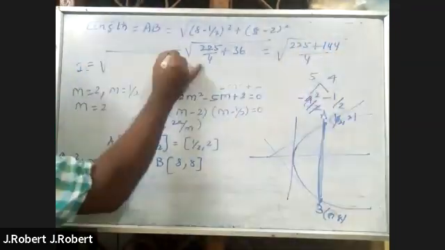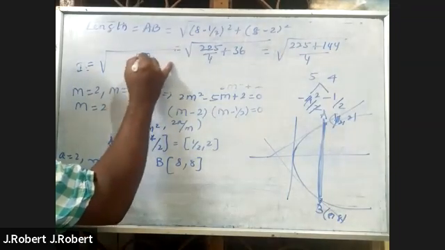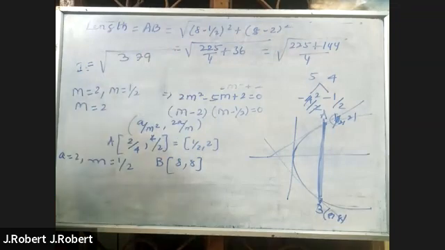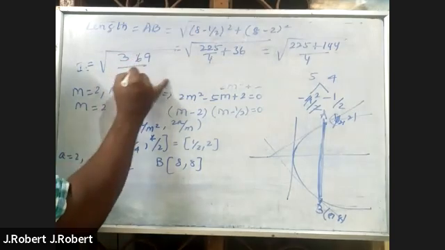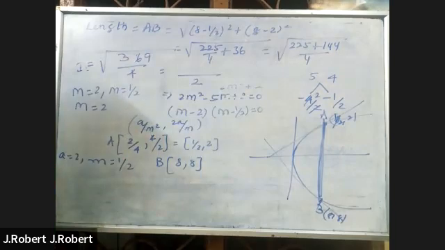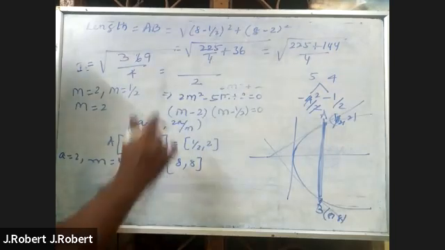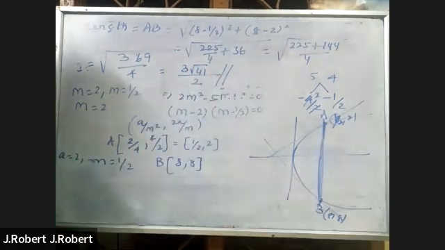So just add the sum of these two things, which will give you 369 divided by 4. Square root of 4 is 2. 369 எப்படி போலாம்னா, we can write this as 9 into 41. Square root of 9 is 3. Therefore, the answer is 3 root 41 by 2.